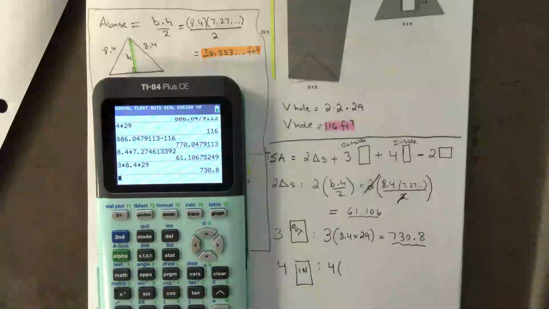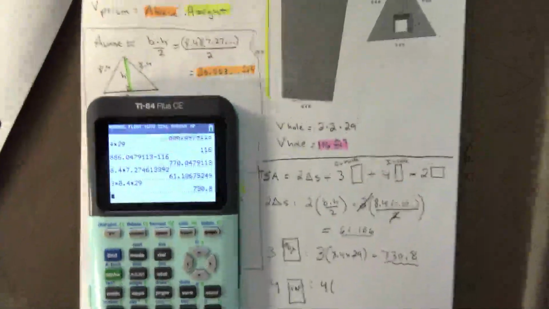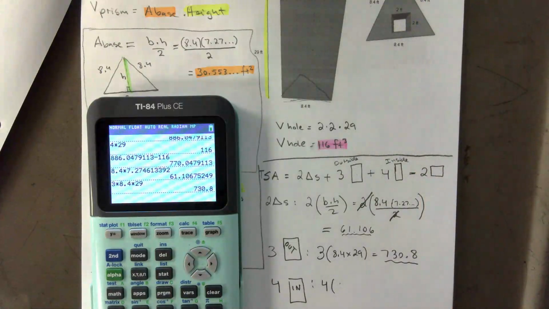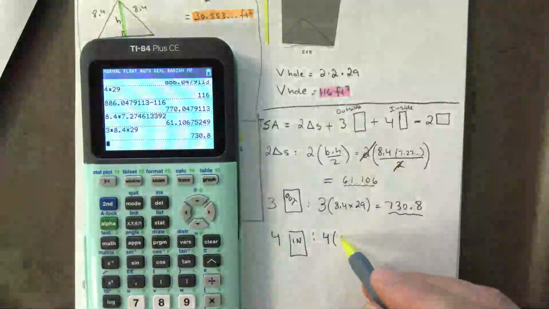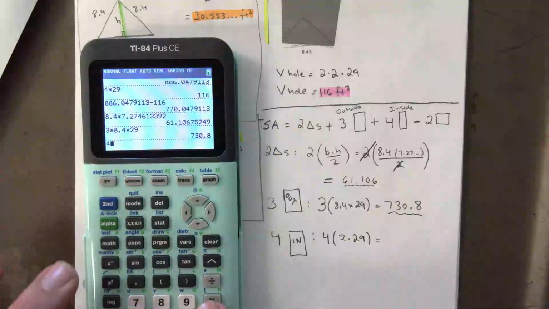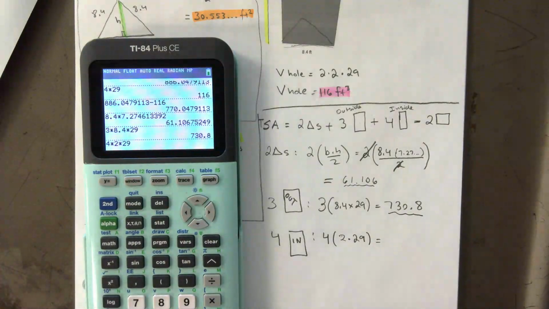What do each of the pieces measure? 2, right? They're 2, and then they're all the way to 29 feet. So 2 times 29. You'll get some class time to keep trying this.